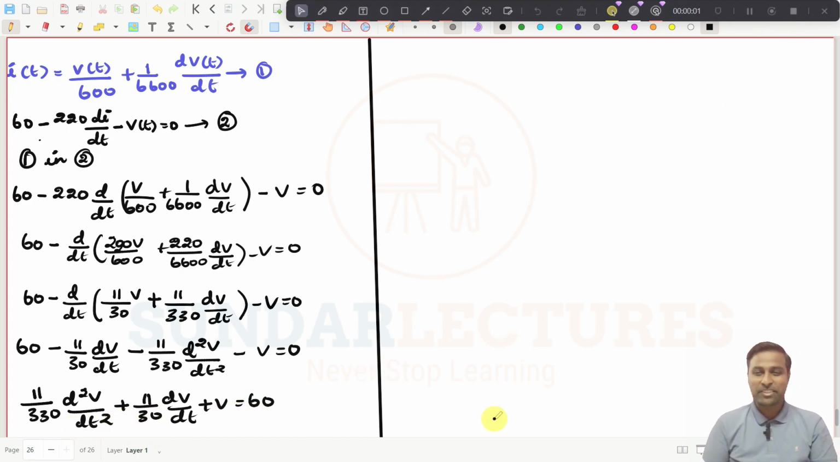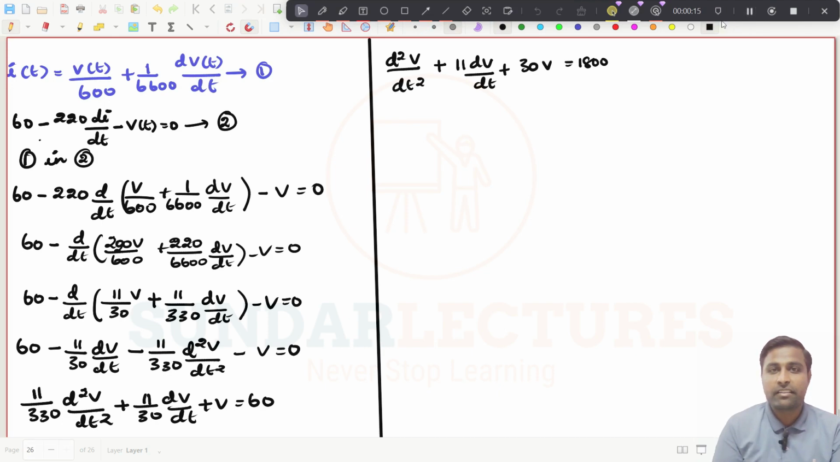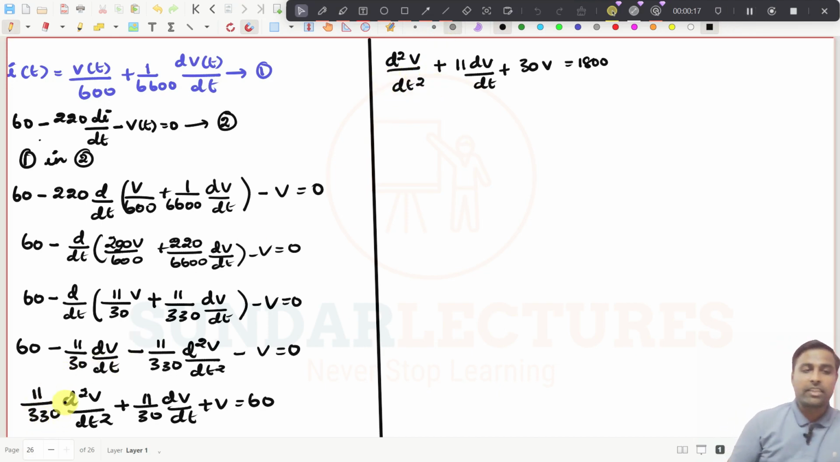See, this is the expression now, and we know that it has to be d square V by dt square, right? So if I divide everything by 330 by 11, I will just write it down here. I have just multiplied it by 330 by 11 on both sides, so I am getting this expression. Now it is very simple. See what we will do now. We are going to get the expression of v of t by solving the differential equation by the classical method.